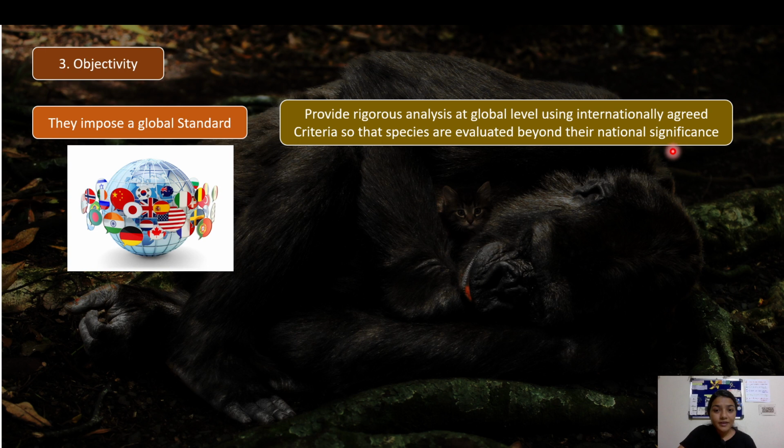Right? See what has been mentioned here. A rigorous analysis is done at the global level. The analysis is not just done at the national level, it is also done at the global level, because something might be significant at the national level, but at the global level that species might not be that important. So everything is assessed at the global level using internationally agreed criteria, right? There are criteria for every category, so that rigorous analysis is done based on that international criteria only. So that establishes a global standard. A standard is not something that one country establishes, it is established by the members of various committees together, and hence a global standard is made.